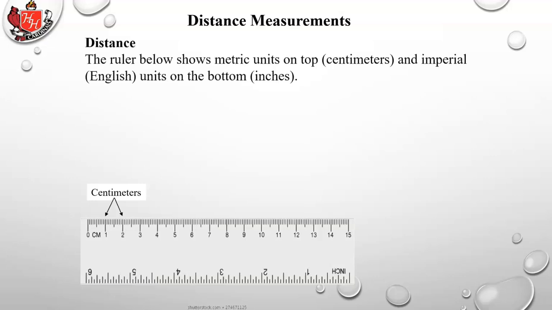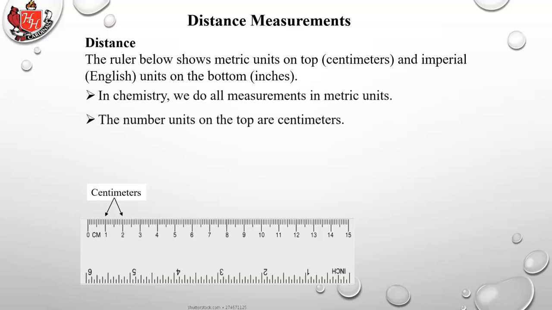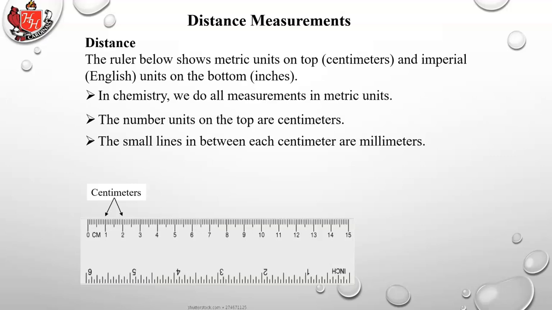Okay, so distance. A ruler below shows metric units on the top, those are centimeters, and imperial or English units on the bottom, those are inches. In chemistry, we do all measurements in metric units. The number units on the top are centimeters. The small lines in between each centimeter are millimeters. So there are 100 centimeters and 1,000 millimeters in a meter.